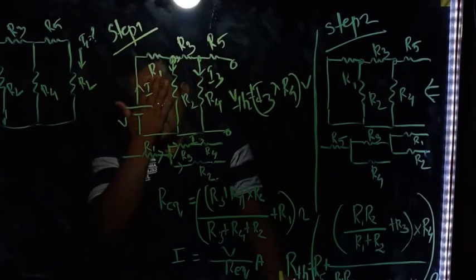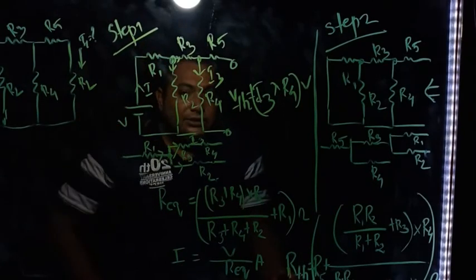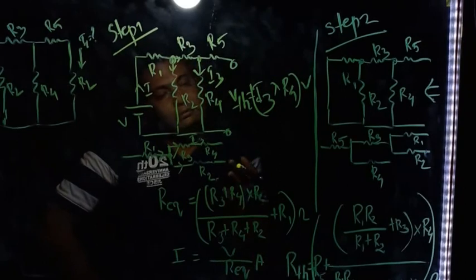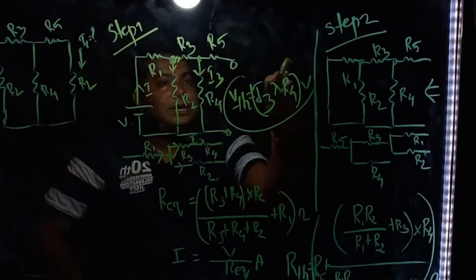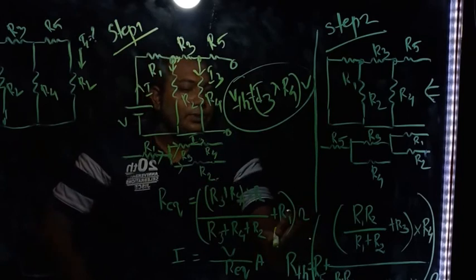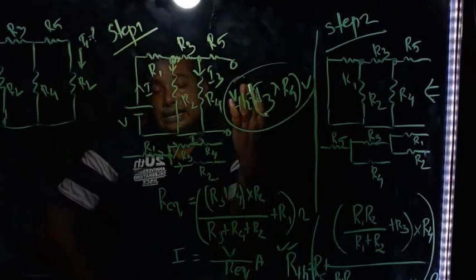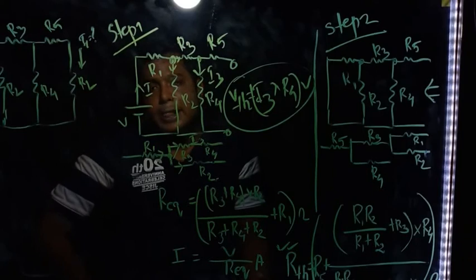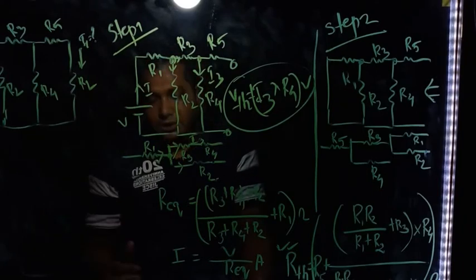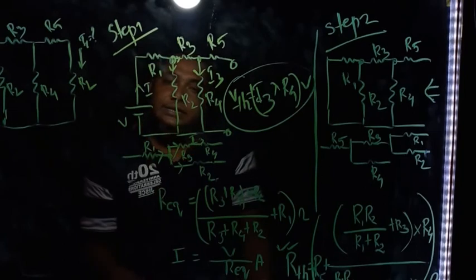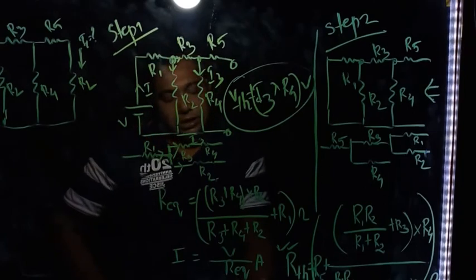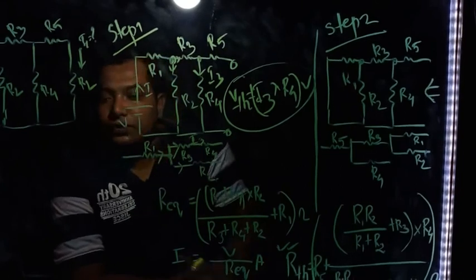So now we are reaching the end. At the end, we now know the VTH. We have with us this VTH, we have this RTH, and initially from the circuit we had disconnected this RL. Now we are going to connect these three components and find the load current passing through this load resistance. So step 3.